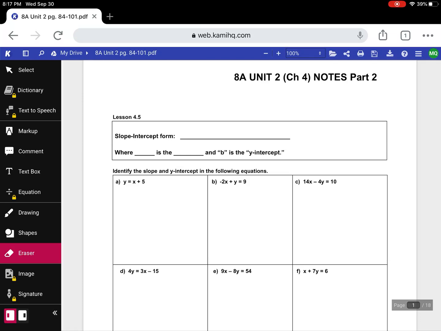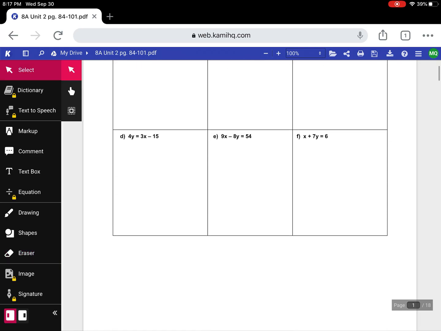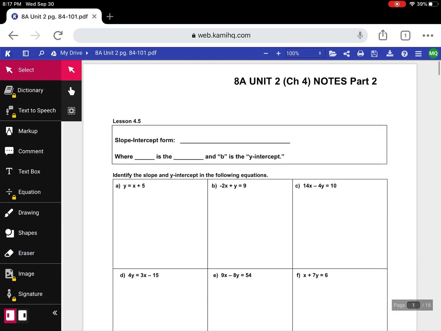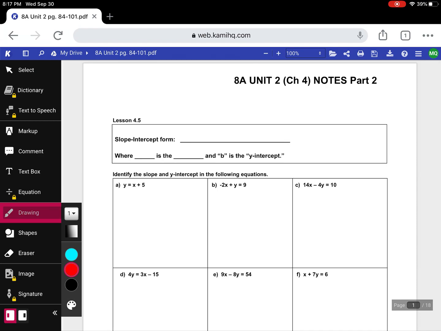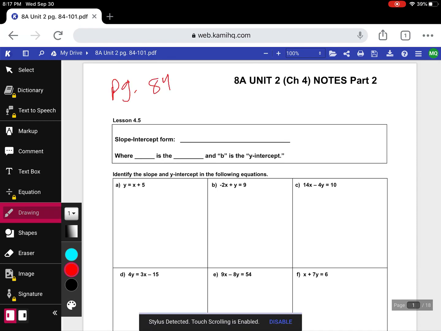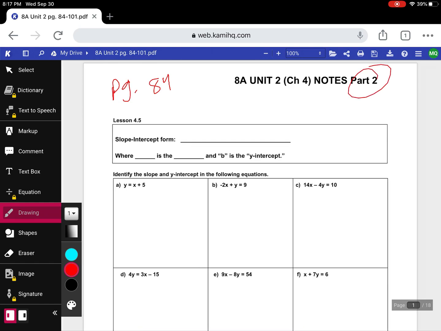Guys, we are in lesson 4.5 today, and that is page number 84 of your note packet. Okay, so we are going to get started. Page 84 in your note packet, and that's note packet 2, part 2, I should say. Lesson 4.5 is when we're dealing with slope-intercept, which you have seen before.